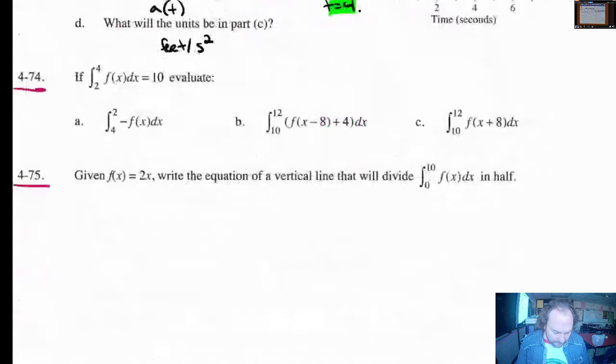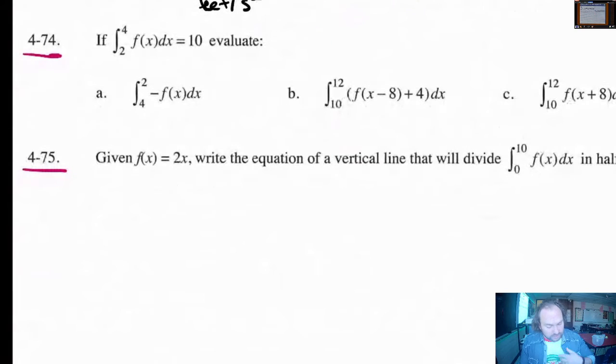Okay, 474, we're going to evaluate some integrals based on a given integral. So we don't know what the function is, but we do know that the integral from 2 to 4 is equal to 10.